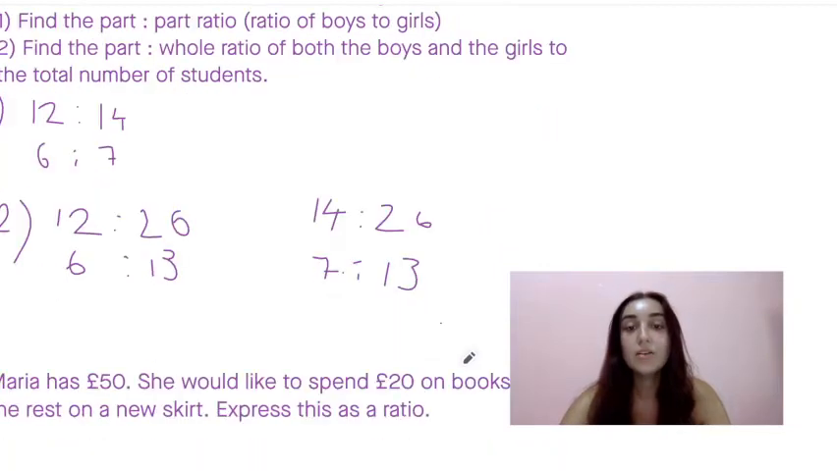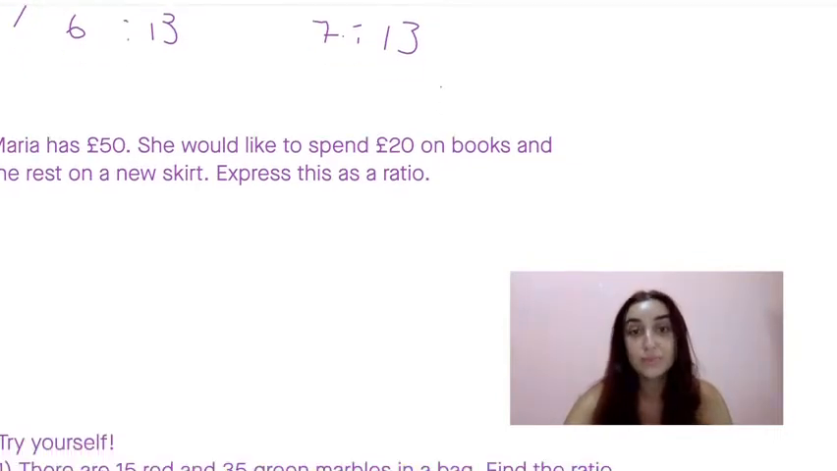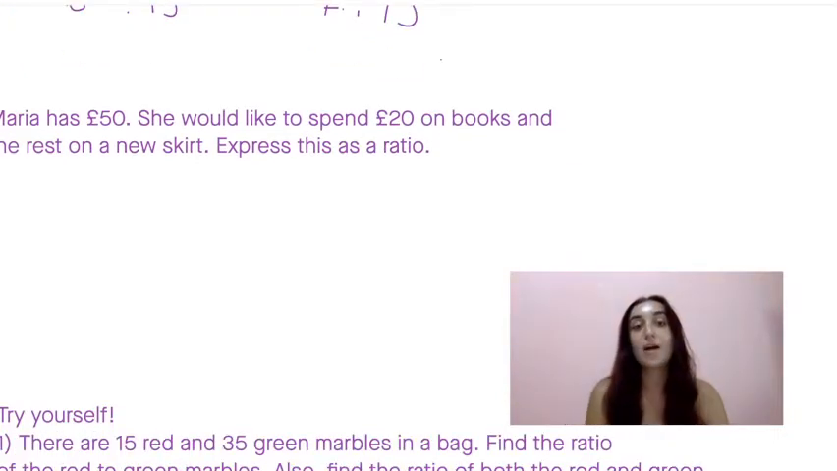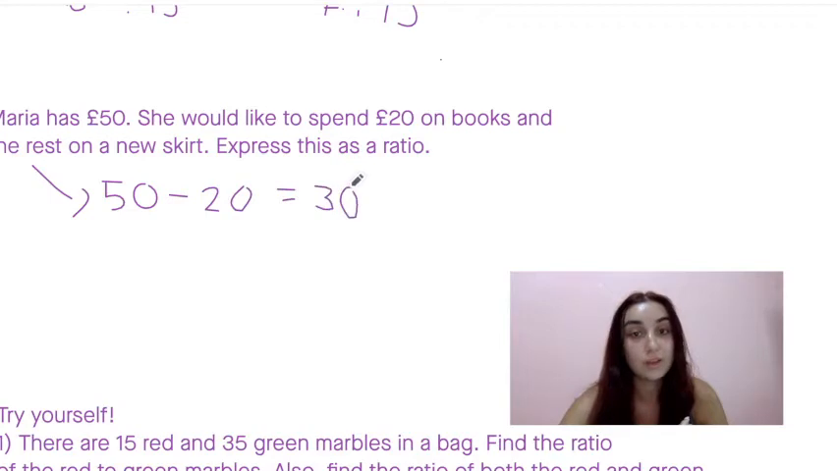Cool. Now let's have a go at the next question, which says that Maria has £50. She would like to spend £20 on books and the rest on a new skirt. So we can figure out straight away how much she would like to spend on a new skirt by subtracting 20 from £50. So 50 minus 20, that will be £30 on a new skirt.